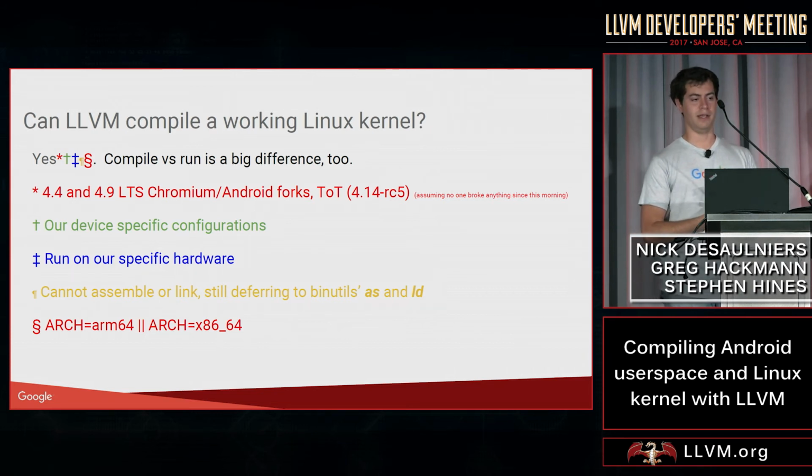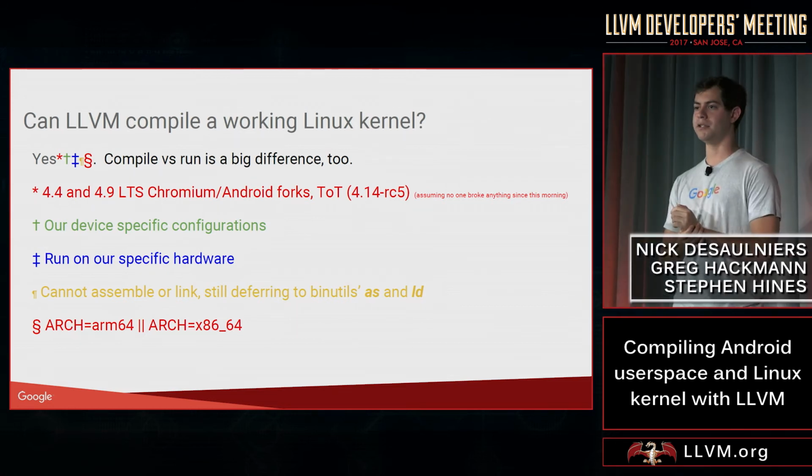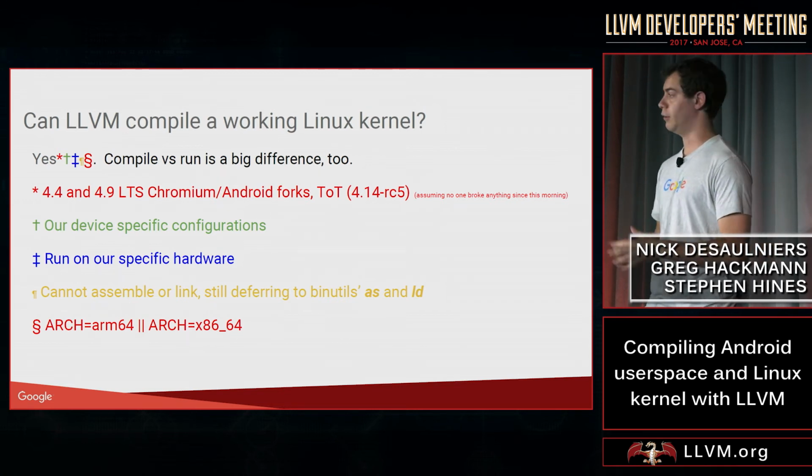A big caveat is we can compile the kernel. There's still a lot more work ongoing to assemble and link the kernel. One of the key patches that we have disables the use of the integrated assembler, and then we need to pass our target triple along so that when we defer to binutils, we use the proper cross assembler and cross linker. And then we've guaranteed support for ARM64 and x86-64, but there's more work going on for other architectures, and we're looking for help too.